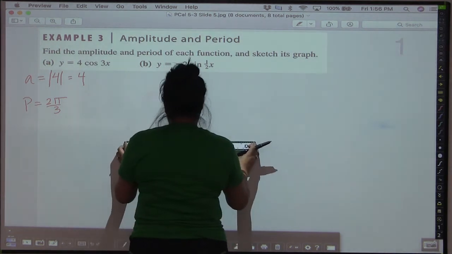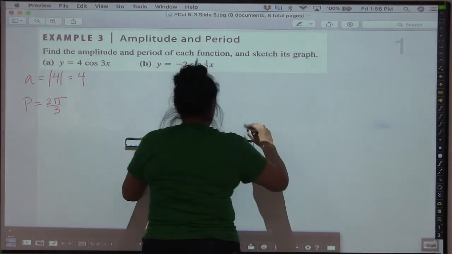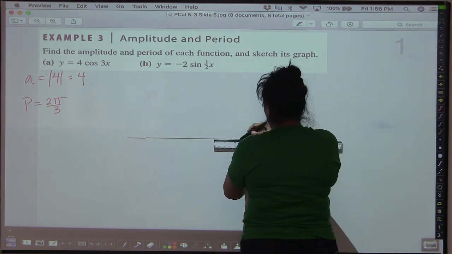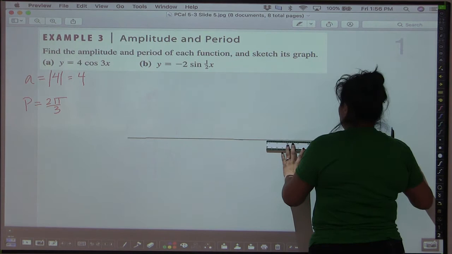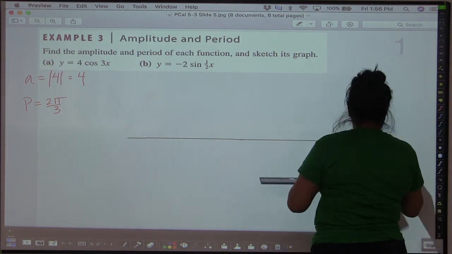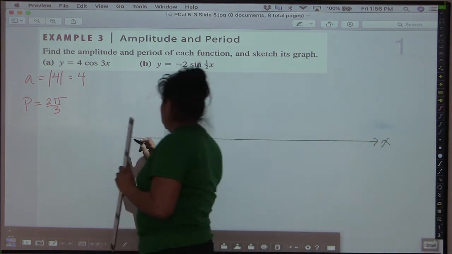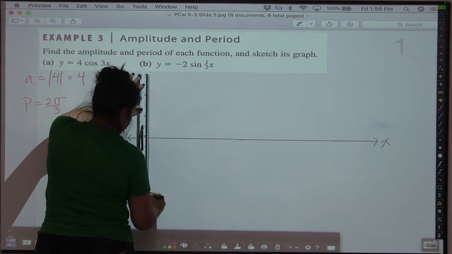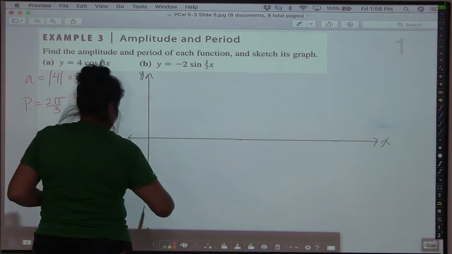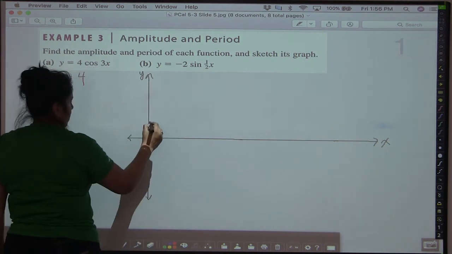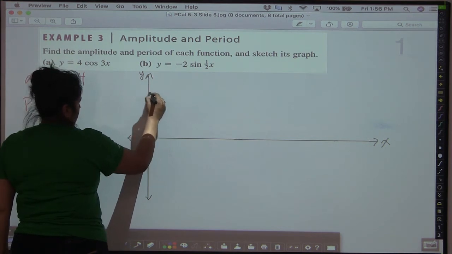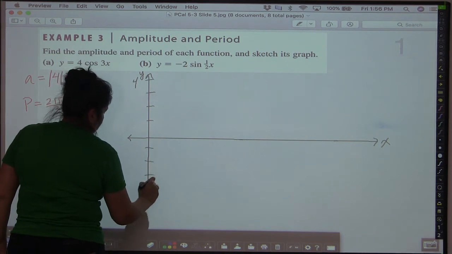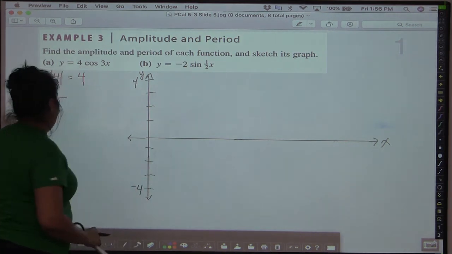So as I come over here, I'm going to draw my axes here. There's no phase shift, so there's no C value. There's a B value, but there's no C value. So that means that we're still going to start at 0 on the x-axis. And on the y-axis, I have to go all the way to 4. So we're going to go maybe 1, 2, 3, 4. And then we're going to go down 1, 2, 3, 4. That's to accommodate our amplitude of 4.